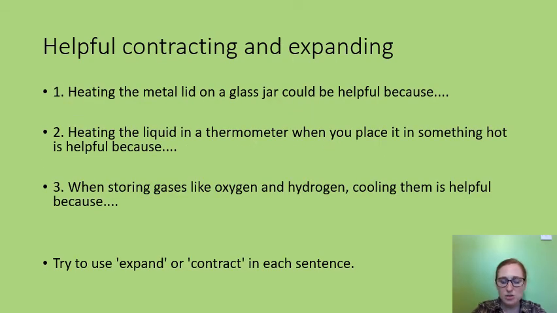Your job now is to pause the video and to complete my sentences about these 3 different helpful contracting and expanding scenarios. So number 1, heating the metal lid on a glass jar could be helpful because. Try and use the word expand or contract in each of these sentences. That first one, it'll be the metal lid expanding. And the second one, heating the liquid in a thermometer when you place it in something hot is helpful because. So think about when you put a thermometer into something hot, that liquid is going to expand. And what does that show you on the scale? So think about using the word expand in your explanation.